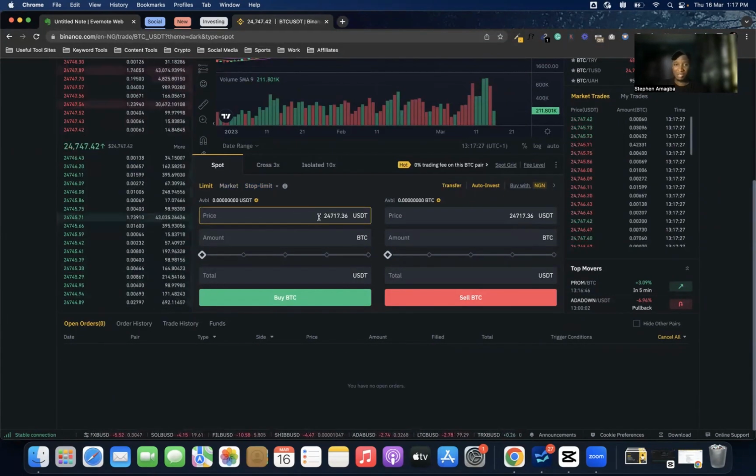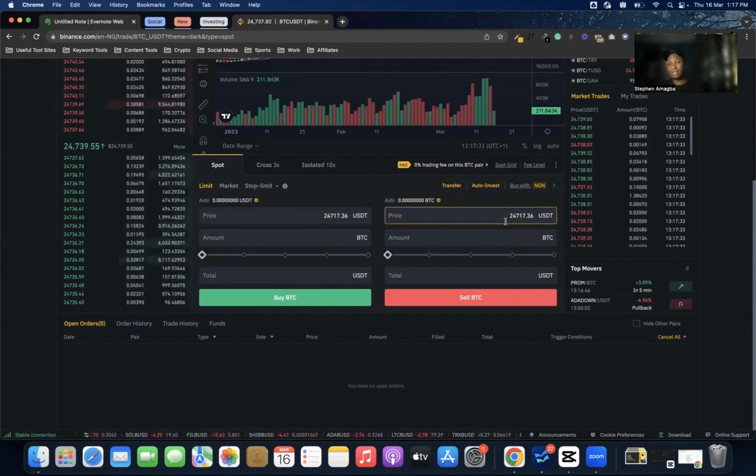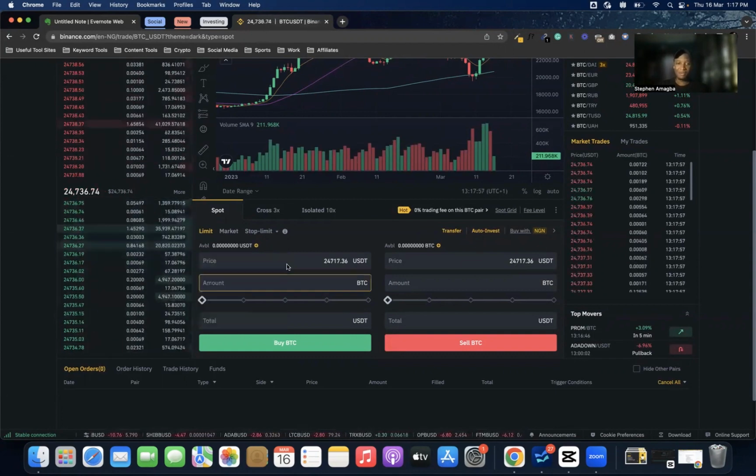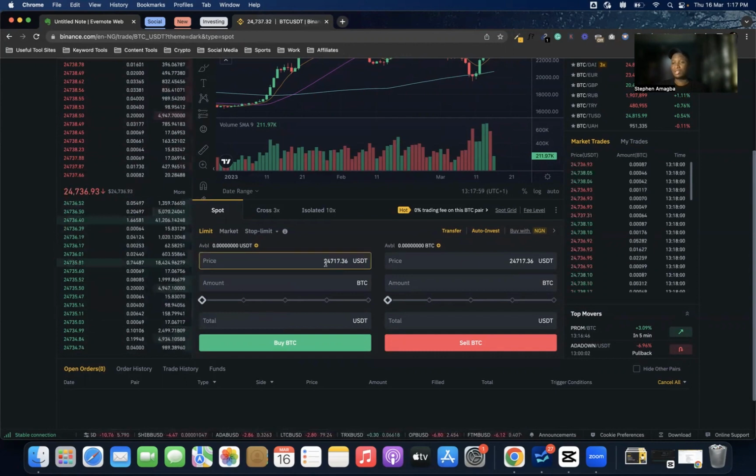For limit orders, it's going to give you a box to put in the price you want to enter the market at. Remember, this also applies for the selling part. The difference between buying and selling is that when buying, the goal is to buy low, and when selling, the goal is to sell high. You want to buy something as cheap as possible, but sell it as high as possible. So the limit price you put in here is supposed to be lower than the market price.